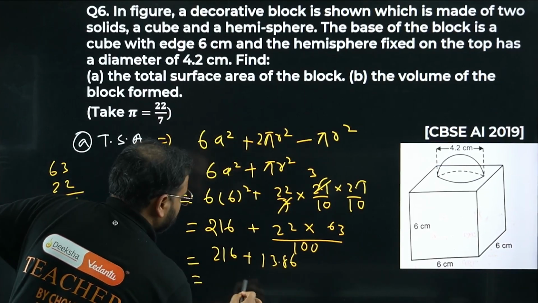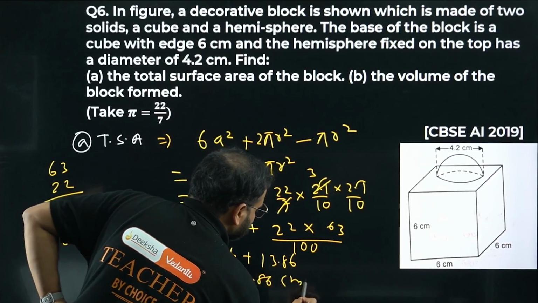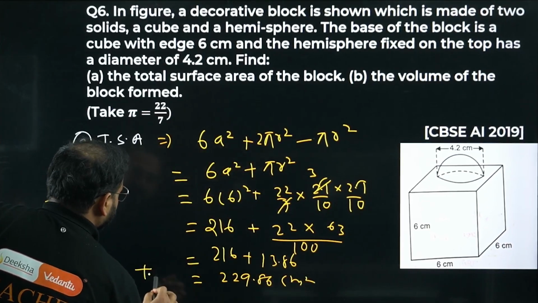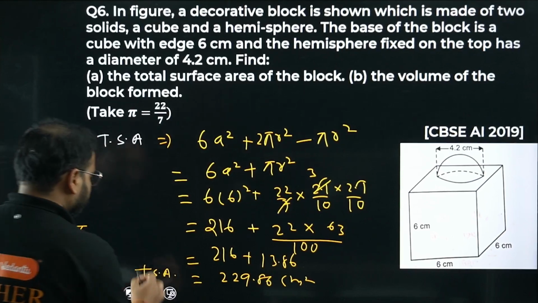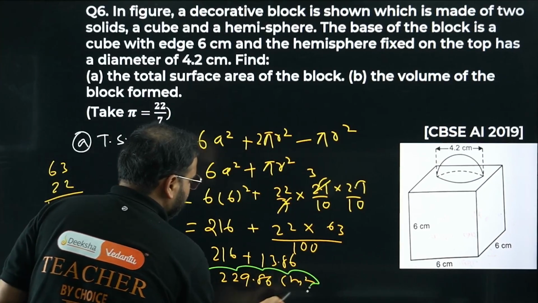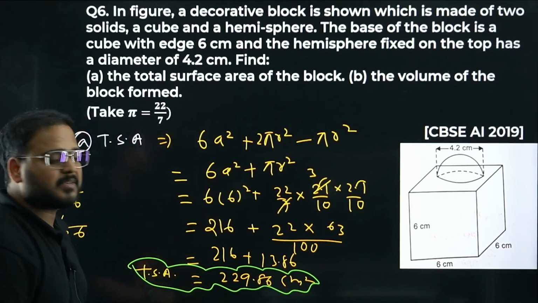Please check here, 229.86 centimeters square. This is my value of TSA. TSA, have a look, right? This is the value of TSA, 229.86 centimeters square. The first part is clear.